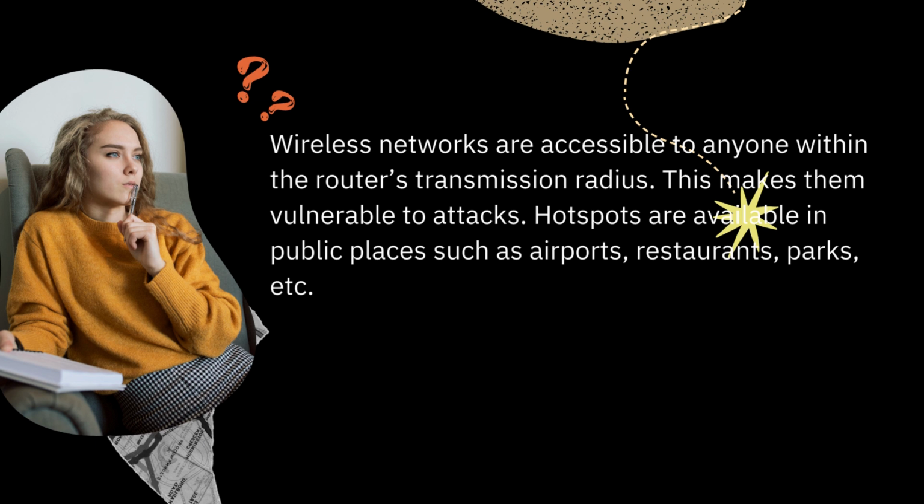Wireless networks are accessible to anyone within the router's transmission radius. This makes them vulnerable to attack. Hotspots are available in public places such as airports, restaurants, parks, etc. In this article, we'll introduce you to common techniques used to exploit weaknesses in wireless network security implementations. We will also look at some of the countermeasures you can put in place to protect against such attacks.